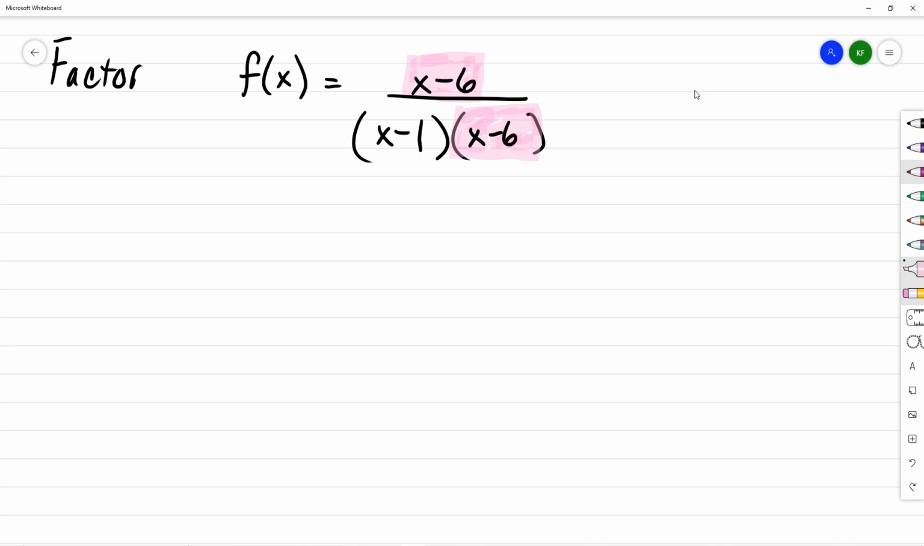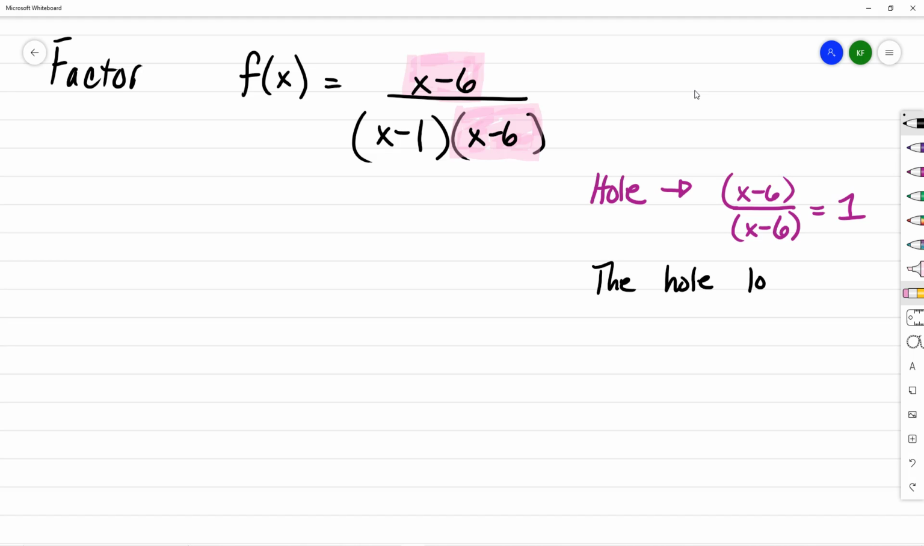This is kind of taking up that idea of the reduced form. So what you need to understand here is that the hole comes from the fact that you have common factors x minus 6, and that you can go ahead and cancel these out where they equal 1. So this is where the hole lives. So where's the hole located? The hole is located at the undefined value. So it's going to be located at x equals 6.